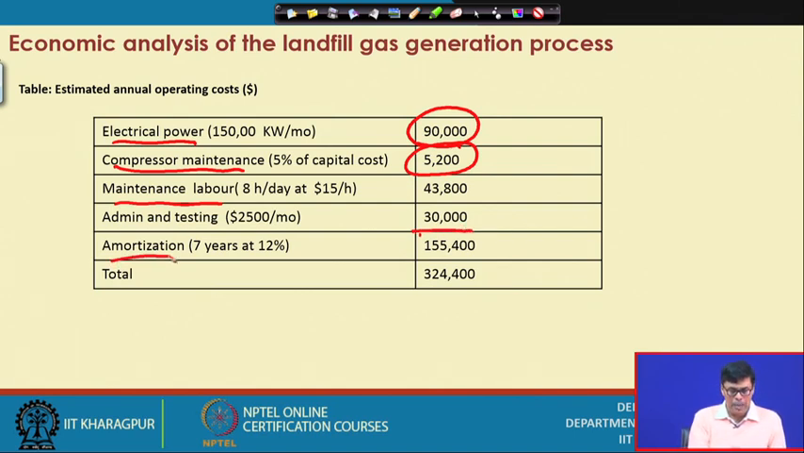The amortization is 7 years at 12% interest, that is coming about $155,400 US dollar. The total operating cost is coming about $324,400 US dollar. So the previous one is the capital cost, this is the operating cost.